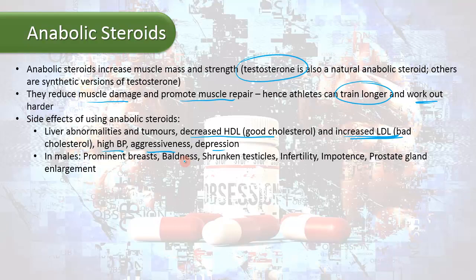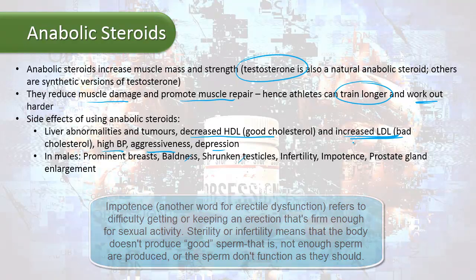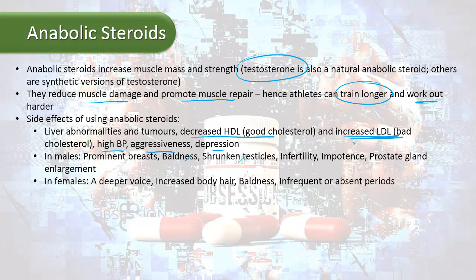A person could slowly start becoming bald, lose hair, testicles shrink, the person becomes infertile, impotent, which means basically incapable of having children. The prostate gland enlarges. So these are specifically for males, whereas in females, it could lead to a deeper voice because testosterone is generally considered a male hormone, increased body hair, baldness, and infrequent or absent periods. It's as though the male quotient in a female is increasing.